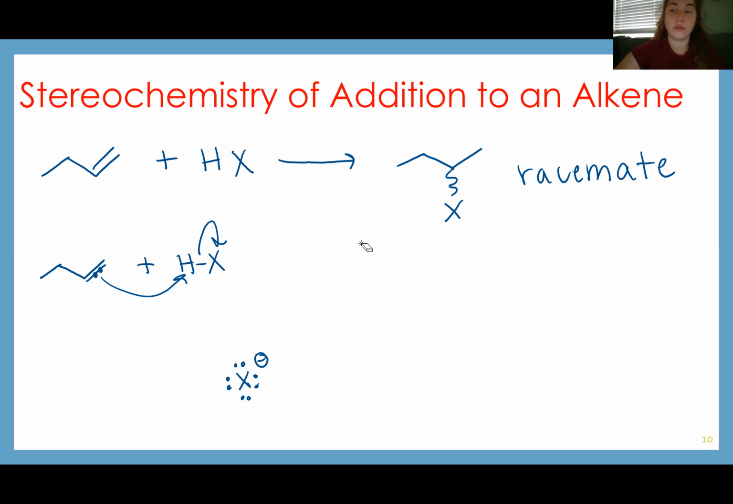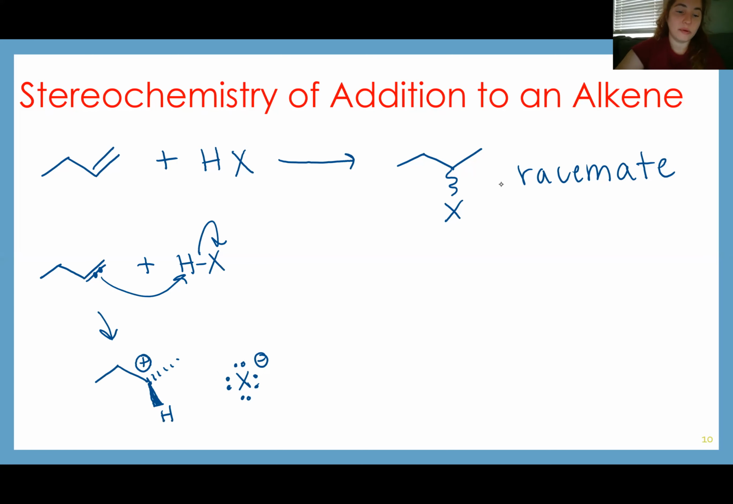So in this case, not only do you have a carbocation intermediate, but we're starting off with an alkene, which is also trigonal planar. So we go from a trigonal planar alkene to a trigonal planar carbocation, and then we add something else in, and we end up with a racemic mixture because we did not have any stereochemistry to dictate otherwise.